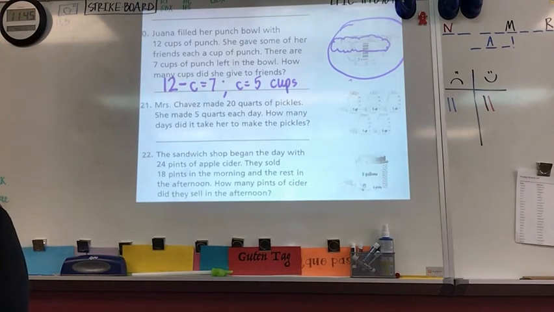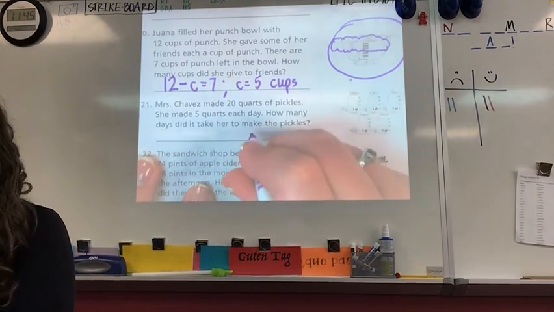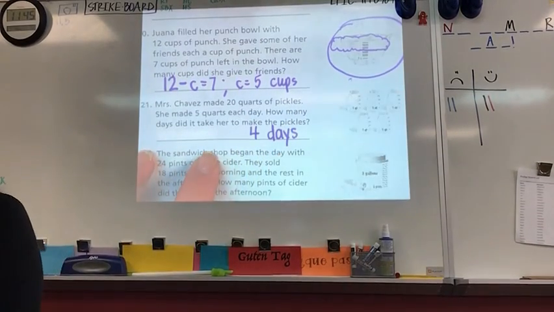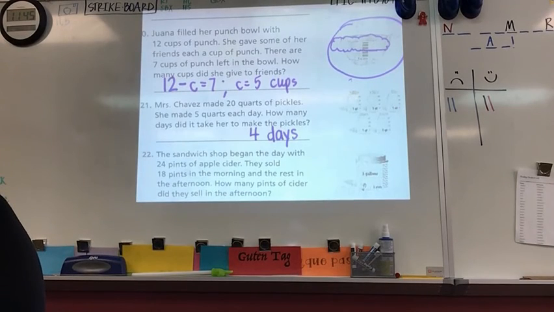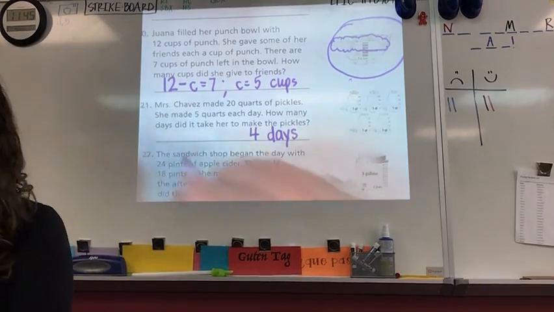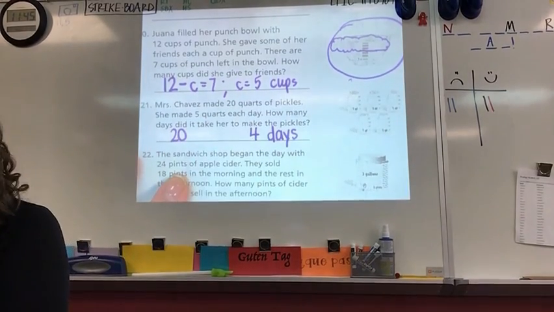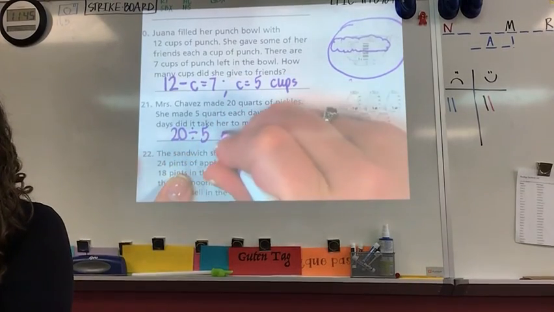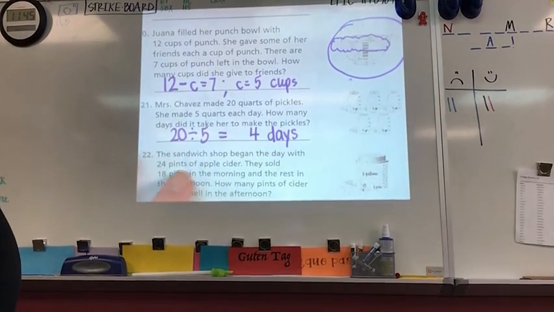What would I do to figure out how many days it took her? Eli? 4. So Eli's saying he has my answer. He says it's going to be 4 days. Who can give me an equation for how to get to 4 days on that? Riley. Good. So she had a total of 20 quarts that she made. She did them in groups of 5, right? 5 each day, which means it took her a total of 4 days.